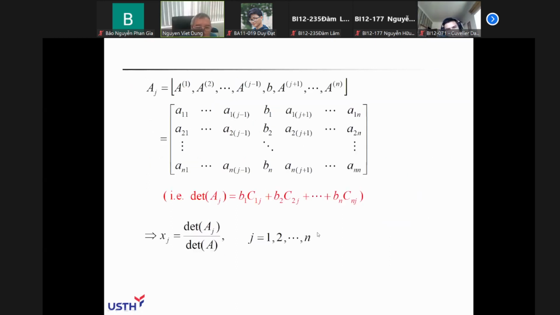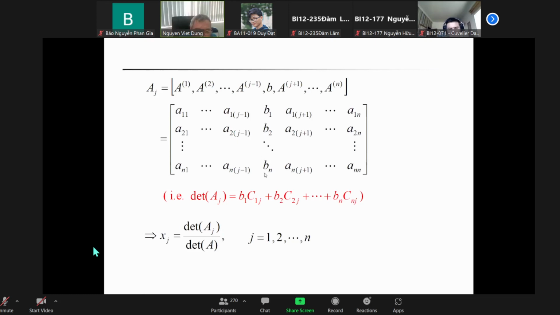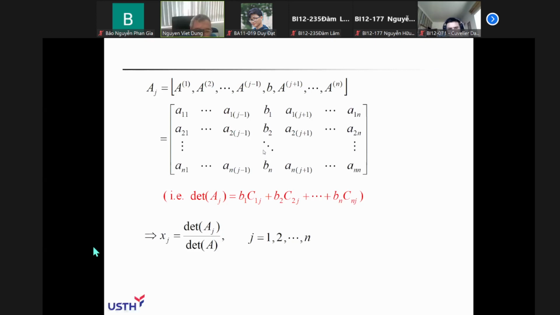Now here I denote Aj to be a new matrix of the same size n by n. How can we have it? We replace the j-th column of A by the column of the right hand side. We delete the j-th column of A and we replace it with the right hand side column.